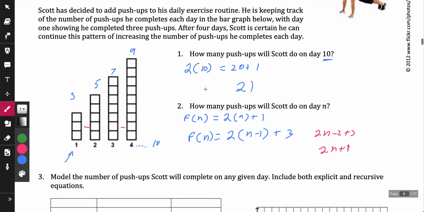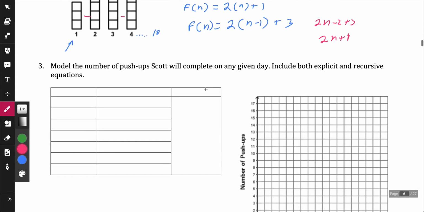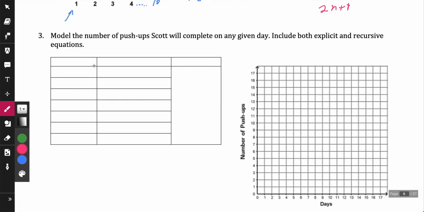Okay? So let's go ahead and model this. If I were to model this, we can start off with either one. I'm going to start off, let's see, we are going to have days and push-ups. I'm going to put a little star on day 0 and say we did 1 push-up. But it's kind of weird, like how do you do 1 push-up on day 0? So we can say that's like the initial.